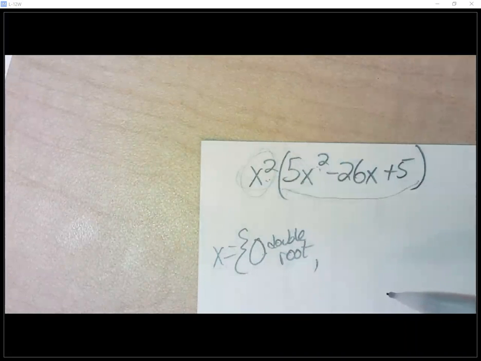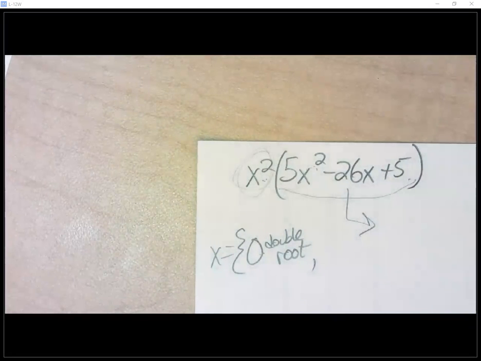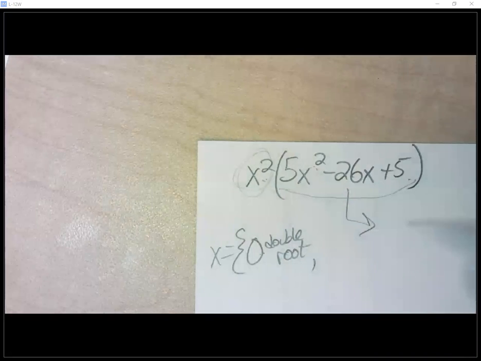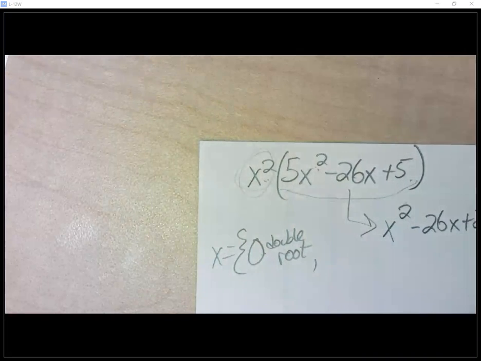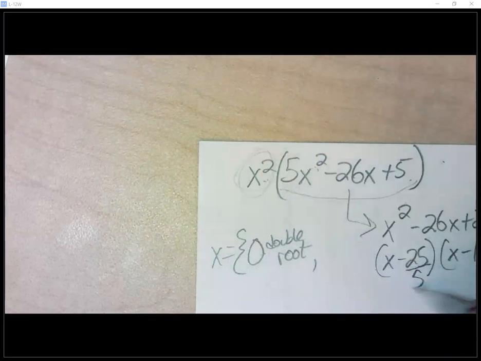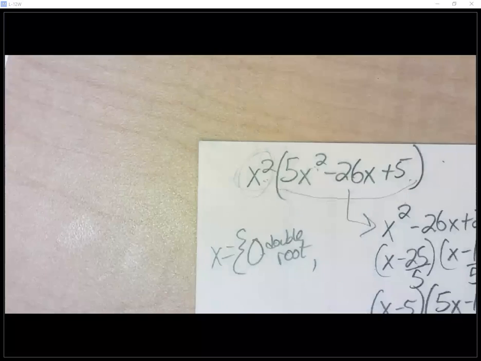But this is just a quadratic. I can try and solve it by factoring if I want. I don't have to complete the square or use the quadratic formula if I can factor it. I do slide and divide. You do whatever your method is. So factors of 25 that add to be 26 would be negative 25 and negative 1. I did the slide. Now I do the divide.